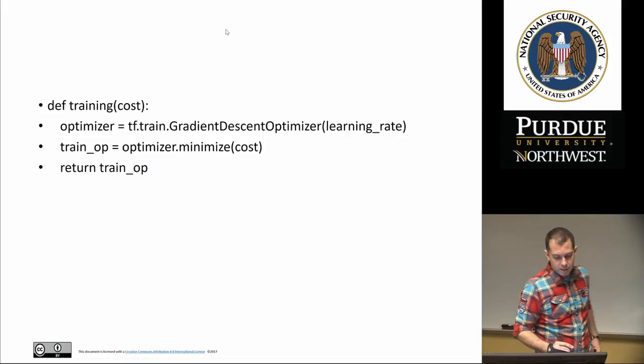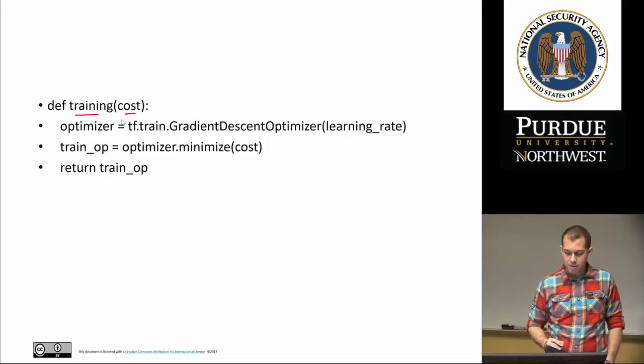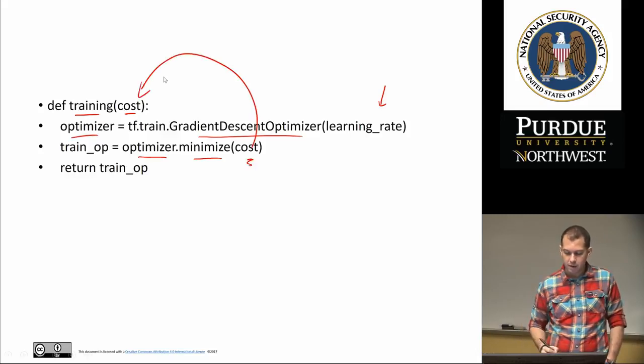So here we can see the training function. We remember that we pass to it cost, and then nothing has changed here. We still define an optimizer. You can still use gradient descent optimizer, whatever learning rate you define in the parameters section. And then we call the optimizer to minimize the cost value. So we minimize this value here.